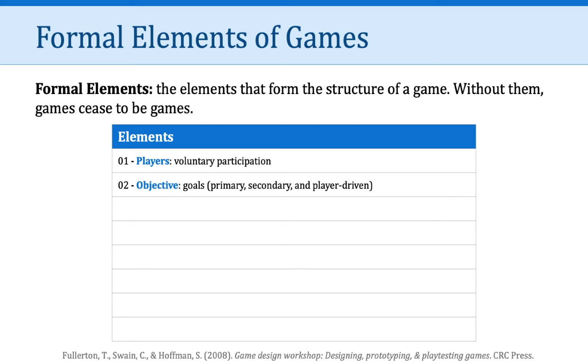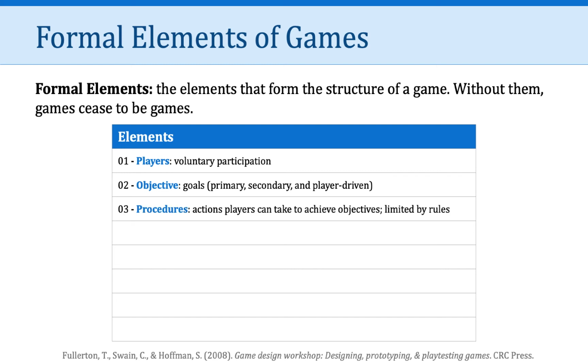A secondary objective might be something like trying to defeat an opponent within a certain number of moves or within a certain amount of time. Those are related to player-driven objectives, which is really self-created goals that players bring to a game. For example, I might want to win playing chess against my opponent 10 times in a row. That is an additional player-driven objective beyond the primary objective of the game.